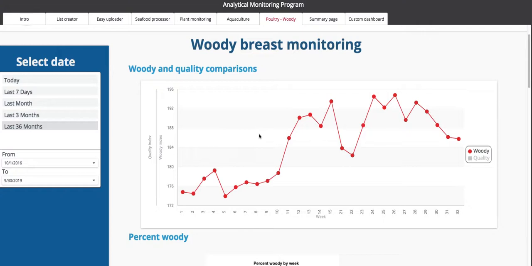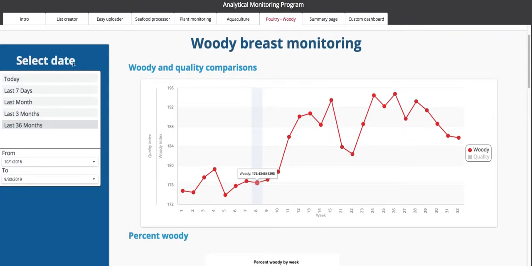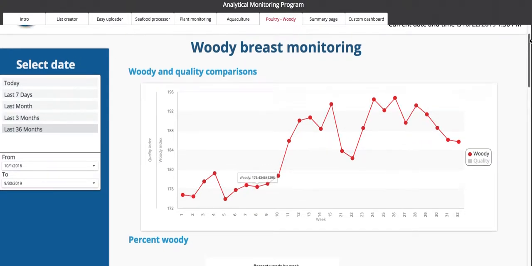In this case, we're looking particularly at woody breast monitoring. And so what happens after you upload your data using the Easy Uploader, it gets pushed automatically into this cloud-based analyzing system. And right off the bat, you can select dates over on the left-hand side.